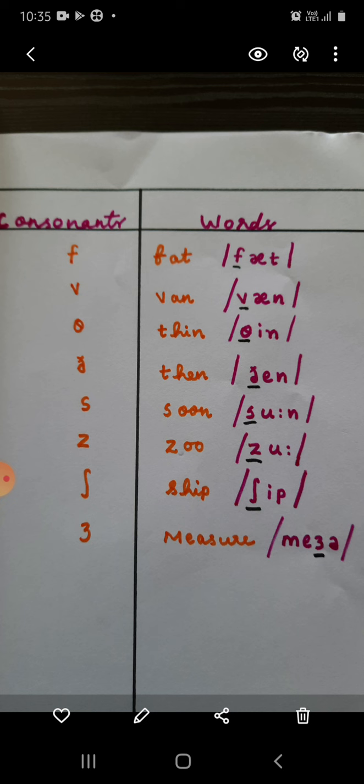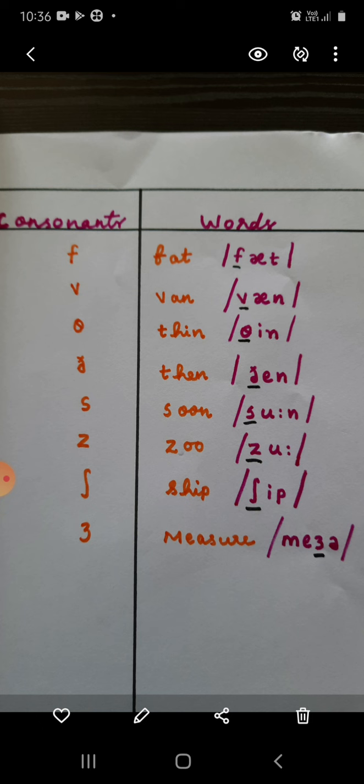Understood? So F, V, Th, D. Clear? The next two sounds are very easy to remember because they are S and Z, which we already know. The S sound: small letter S. We are writing small letter S, and the pronunciation in phonetics is S.